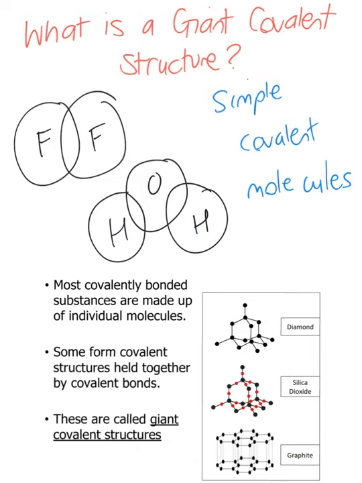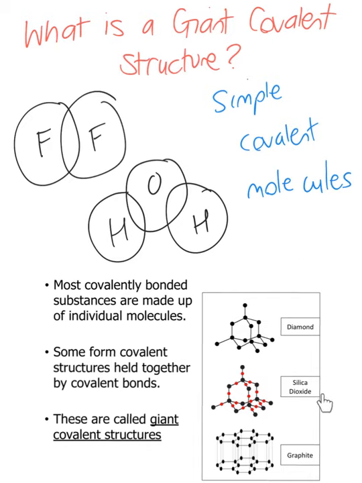So first of all, giant covalent structures and simple covalent molecules. The pictures here are simple covalent molecules, your Venn diagrams, so things like water, your diatomic elements. Simple covalent molecules are the ones that have weak intermolecular forces existing between them. They've got low melting and low boiling points.